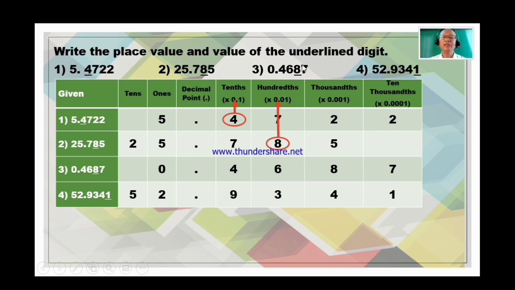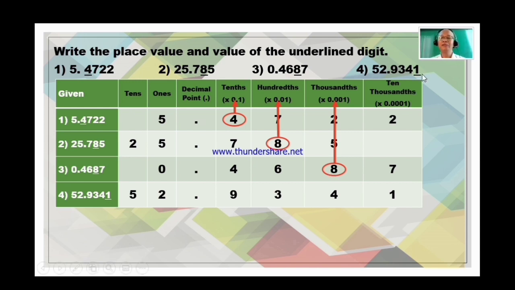Now, number 3. What is the place value of the underlined digit? What is our digit there? Number 8 again. So what is the place value? Thousands. What is the value of this number 8? We have here 8,000. If you are going to write that, change the rest of the digits into 0 and only the number 8 remains. So 0, 0, 0, 8, 0. Do not write a 0 at the back of 8.